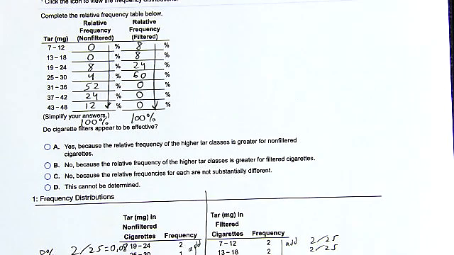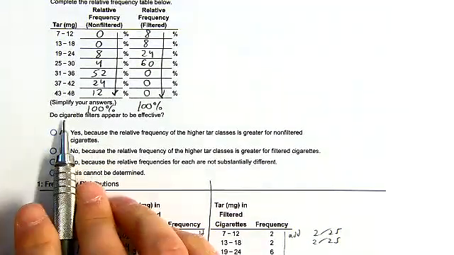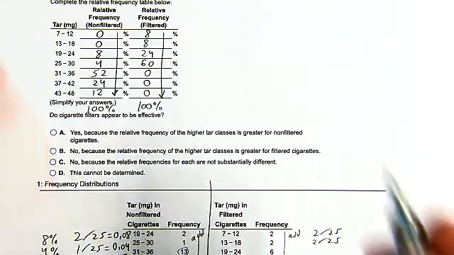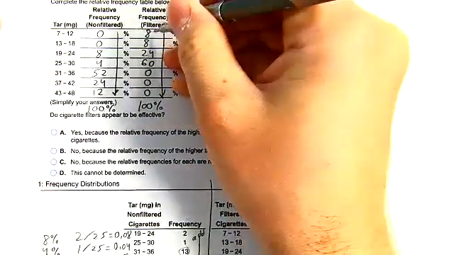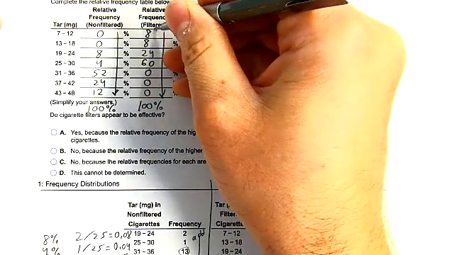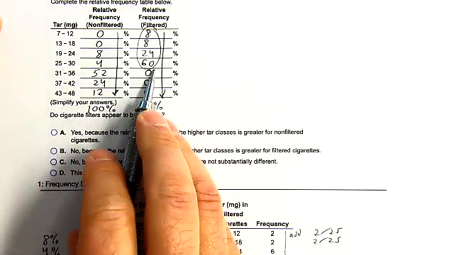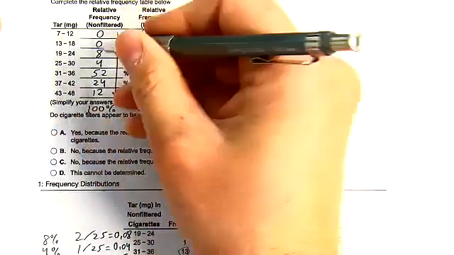Okay, now we can answer the more important question of, do cigarette filters appear to be effective? Well, we can probably agree that tar in your lungs is bad, right? So what do we want? We want less tar. So if you look at this, the tar of all the filtered cigarettes is below 30 milligrams. The biggest numbers for the non-filtered cigarettes are above 30 milligrams.